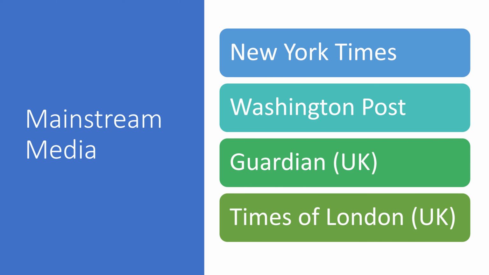Of course, the mainstream media will provide information. Publications such as the New York Times, the Washington Post, the Guardian out of the UK, or the Times of London will cover stories not only of broad impact, but specifically about a particular company or an incident or series of events.